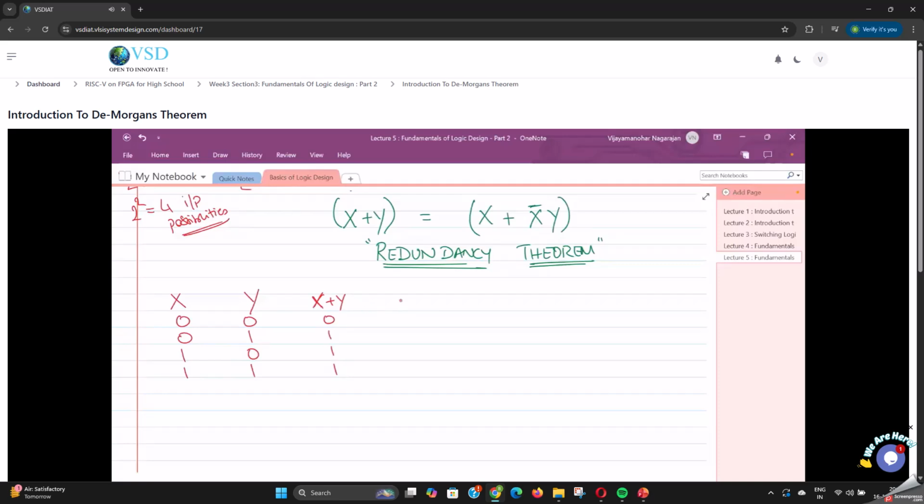Now what I am going to do is, I am going to do X plus Y the whole bar. Please note, I am inverting the OR of X and Y. So the OR of X and Y is this one. I am inverting this. So it will give me 1, 0, 0, 0.